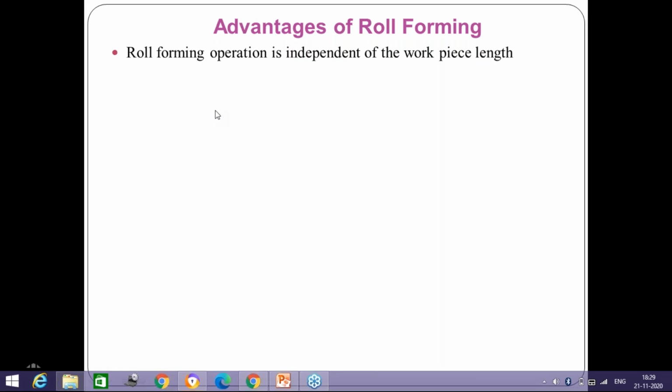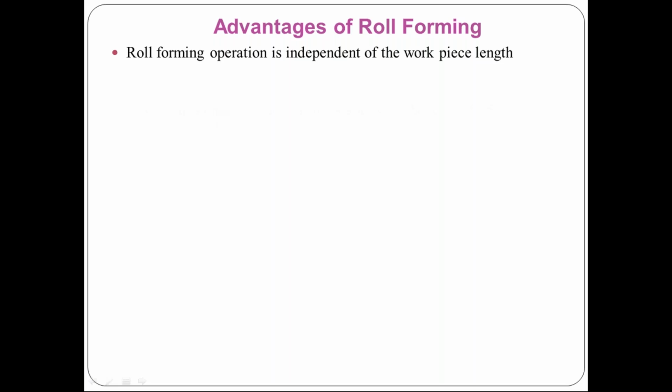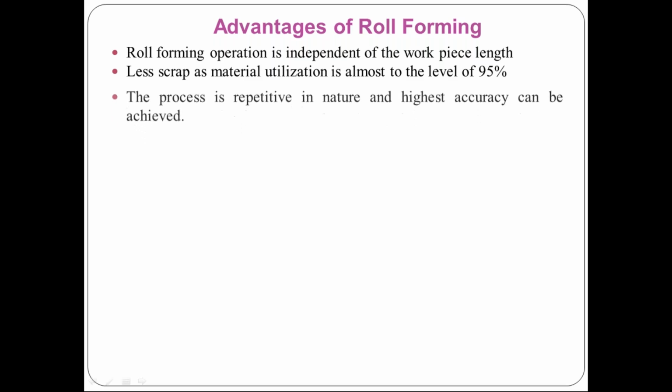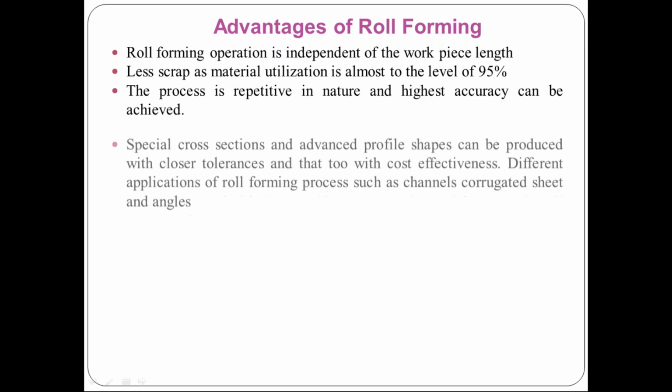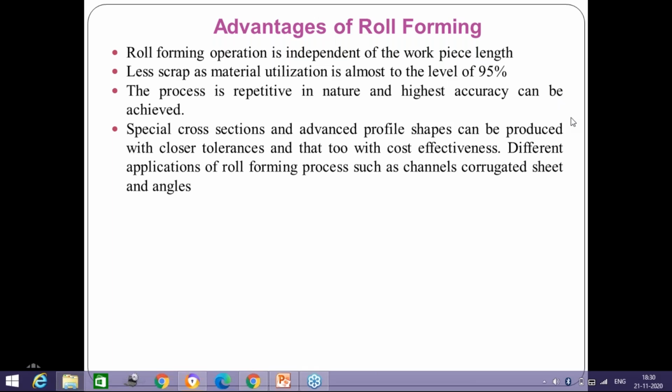While talking about the roll forming operation, it is independent of the workpiece length, but remember that it is dependent on the width, depth and bend radius. Less scrap, as material utilization is almost at the level of 95%. The process is repetitive in nature and highest accuracy can be achieved. Special cross sections and advanced profile shapes can be produced with closer tolerances and with cost effectiveness.